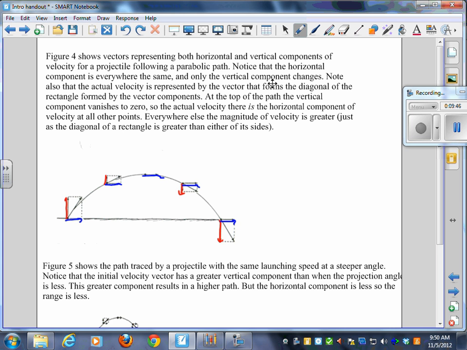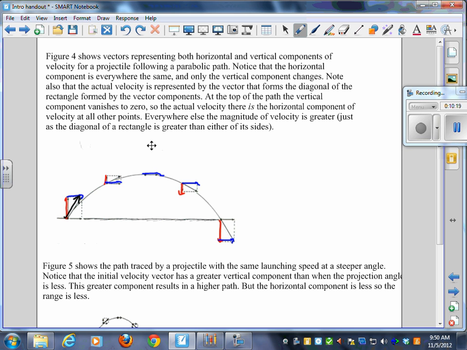Note that the actual velocity is represented by the vector that forms the diagonal of the vector components. Here's my blue, here's my red, and when I add them together, tip to tail, I get that diagonal, which is the instantaneous velocity at that point. At the top of the path, the vertical component vanishes to 0, and so the actual velocity there is the horizontal component of velocity. At all other points, the magnitude of the velocity is greater, just as the diagonal of the rectangle is greater than that of the sides.